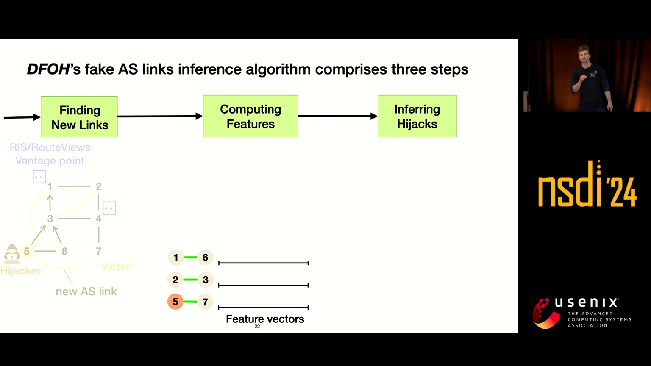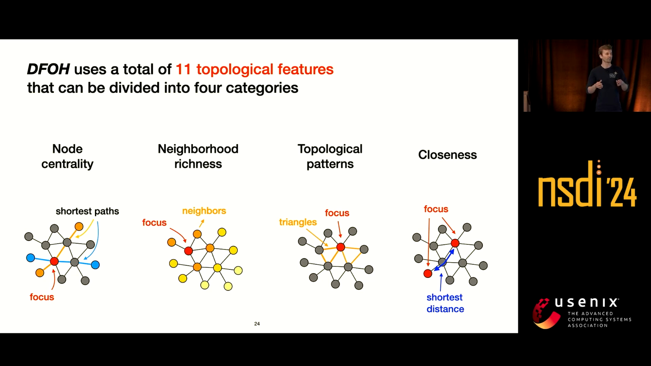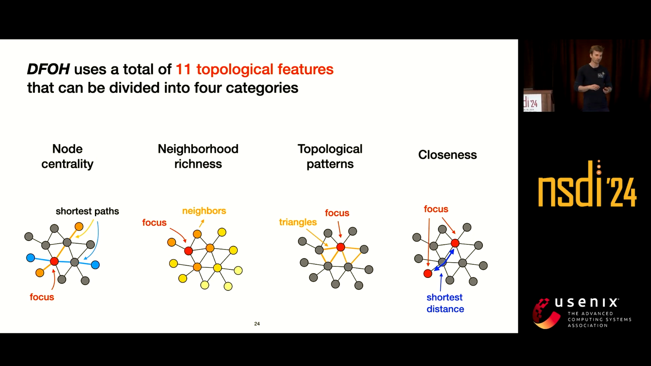So here we have different categories of features. First of all, we have the topological features. I don't have the time to go into the detail here, but basically the AS-level topology exhibits some particular patterns. When a new link appears, if this new link fits well into those patterns, it's a sign that it is legitimate. But if the new link breaks the pattern, it's a sign that it is fake. So we have 11 topological features to capture different patterns, and we use them in our inference.